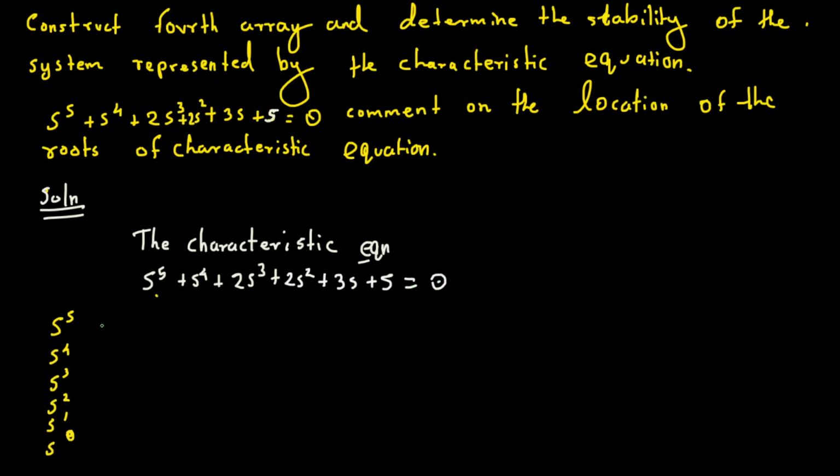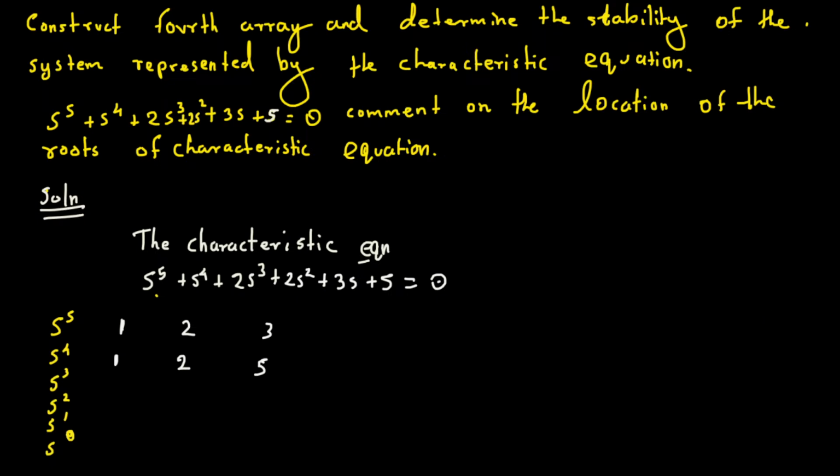So if I'm looking at the odd numbers, I have to look at the coefficients. First, the coefficient in front of S power 5 is 1, then S power 3 is 2, and the coefficient in front of S power 1 is 3. And if I'm looking at the even numbers, in front of S power 4 we have coefficient 1, then in front of S power 2 we have coefficient 2, and then in front of S power 0 we have coefficient 5.